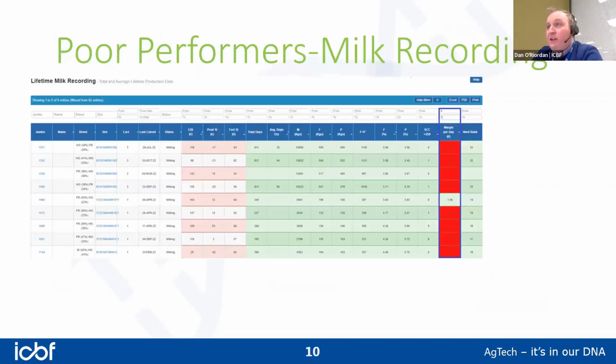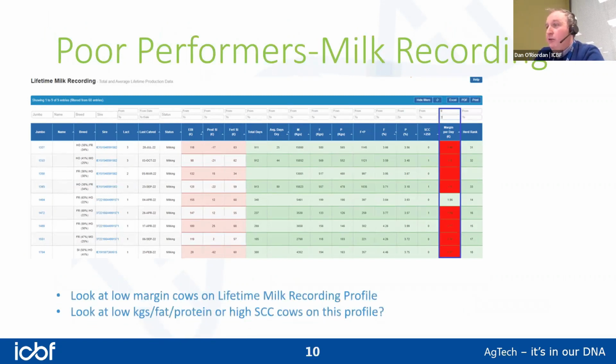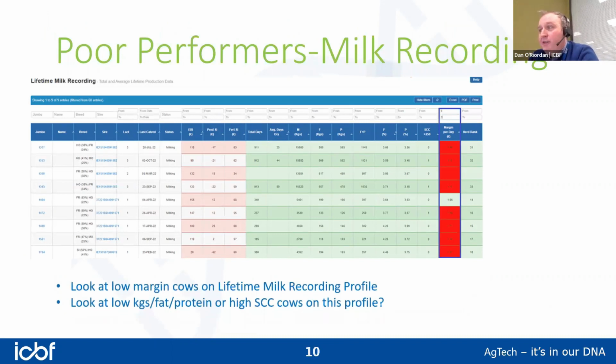So look, milk recording herds have even more great information available to them. Again, look at the poor performers here, color coded: the low margin cows and the lifetime milk recording profile. I can now look at which ones are poor in kilos, poor in fat, poor in protein, high SCC. I can really start looking at cows individually once I have this milk recording data, and that will feed into my picture of which ones I really want to breed from.